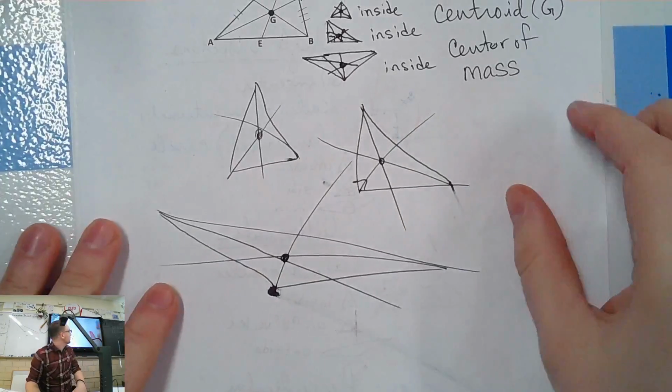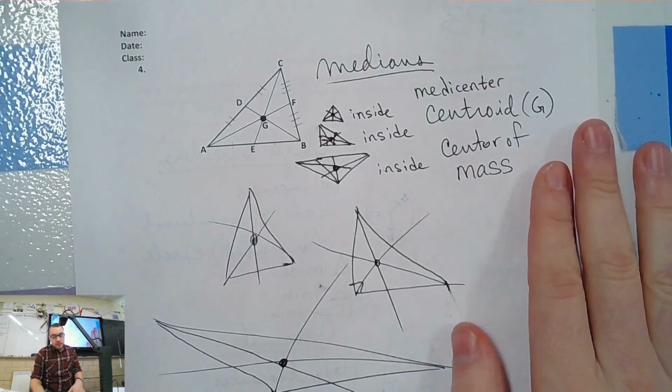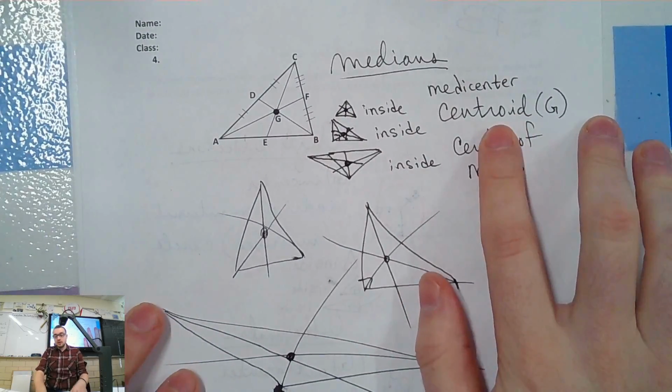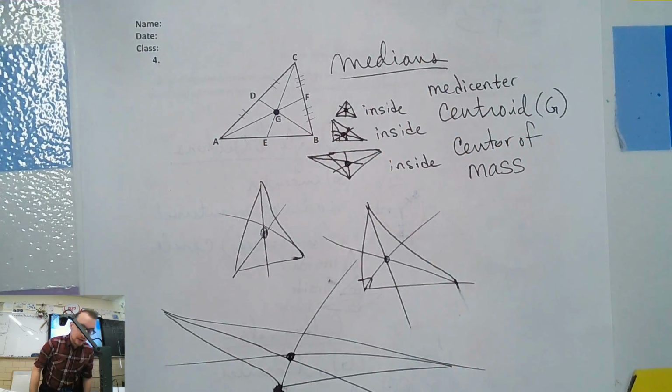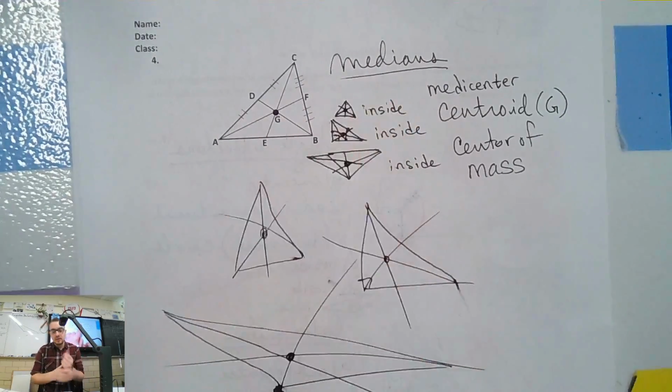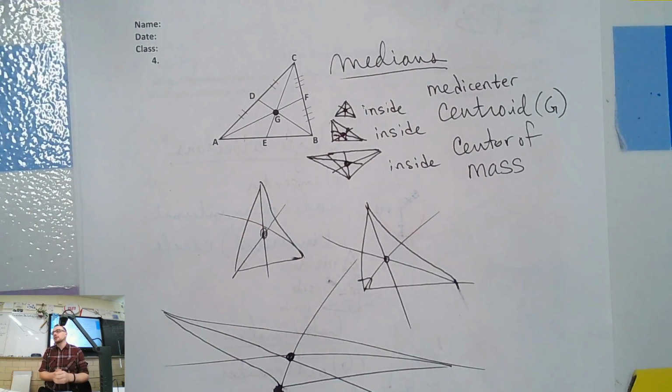And then we said that these are medians, right? Medians are the centroid. They form the centroid or the medicenter, whatever you want to call it. I call it the medicenter just because it sounds like median. It'll always be inside because it's the center of mass.